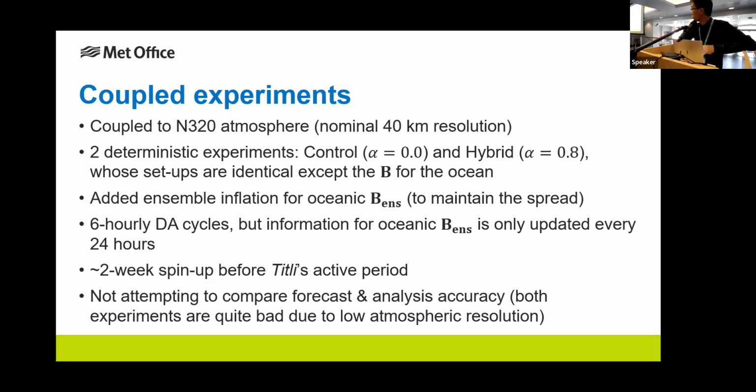And I have to note that we are not attempting to compare the forecast and analysis accuracies, because both experiments, as they turn out, are quite bad because of the low atmospheric resolution. So this is not a quantitative assessment. It's not an assessment against the operational analysis, but it is a qualitative way of understanding what differences can be brought by the different background error covariances in the ocean.